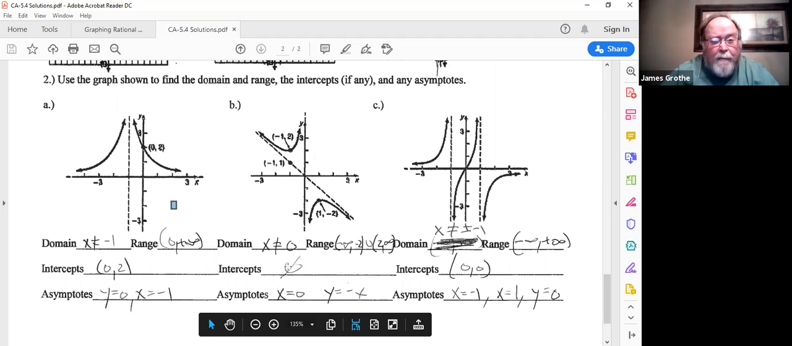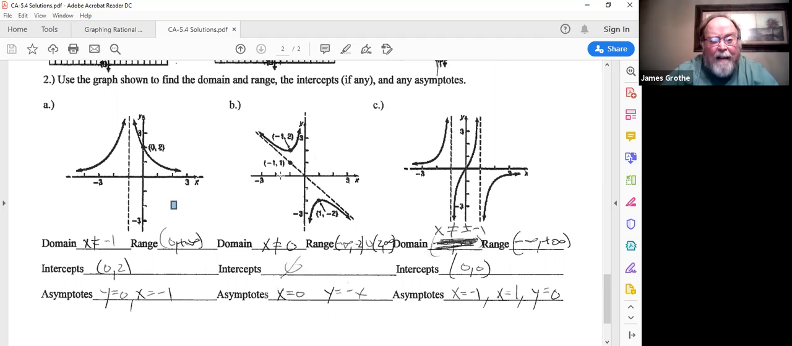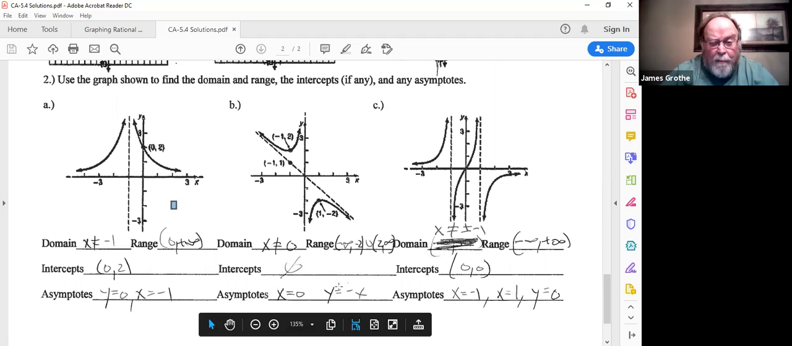As far as intercepts go, in this case, we don't have any intercepts. You'll notice our x-axis, the curve does not cross it. And likewise, because the y-axis is an asymptote, the curve will not cross that either. So no intercepts.